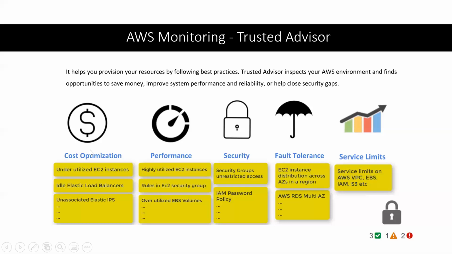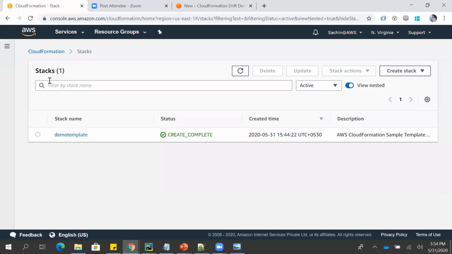Based on cost optimization, it checks what your underutilized EC2 instances are and what your idle ELB is. For performance, it says what your highly utilized EC2 instances are. For security, it checks the rules in security groups, unrestricted access, and IAM password policies. For fault tolerance, it says whether it is distributed across a region or AWS RDS. Service limit basically says if you have exceeded the quota or something like that. Okay, let's try to understand this in detail from here.